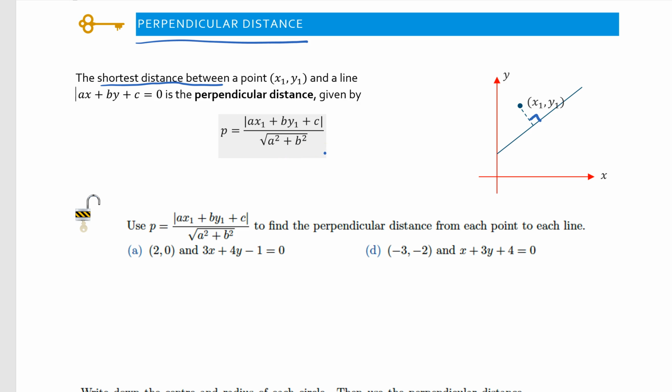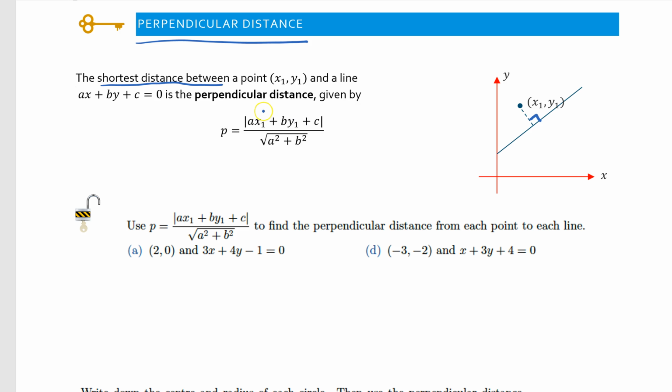It's just a matter of substitution into the formula. So there is a proof given in your textbook. We don't need to be able to prove it. If you're interested, have a look, but don't try and commit it to memory. All that we have to do is make sure that we identify what the A, B and C are that we plug into this, and what the X1 and the Y1 are.